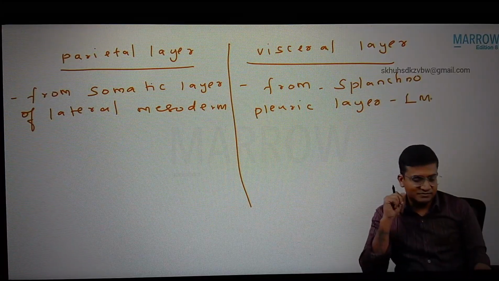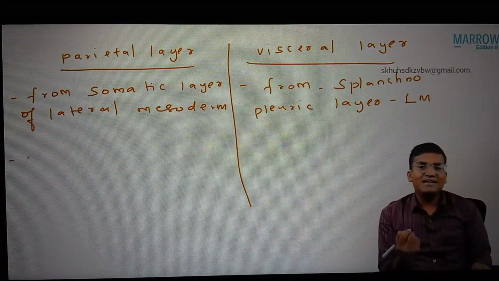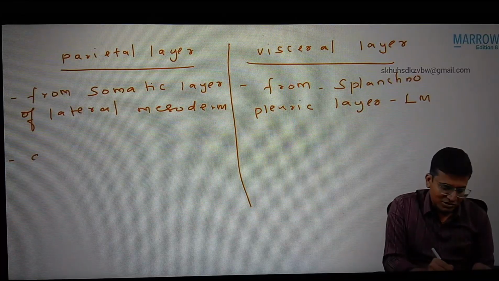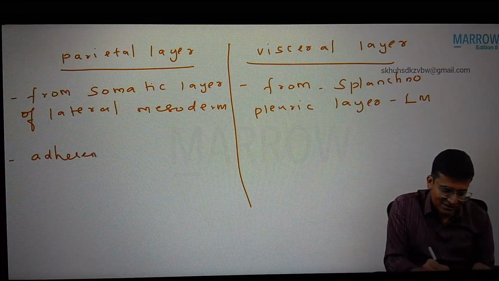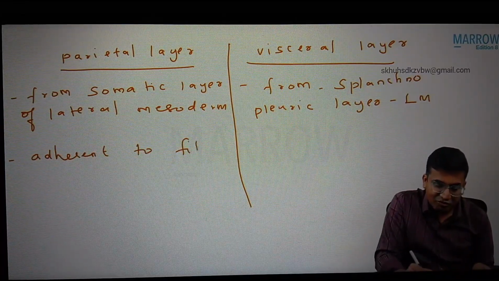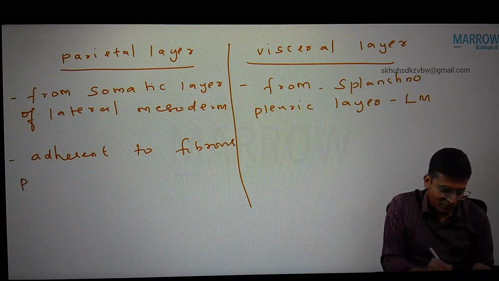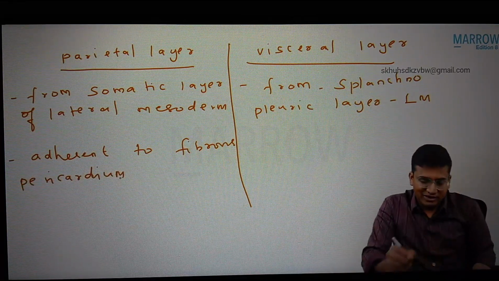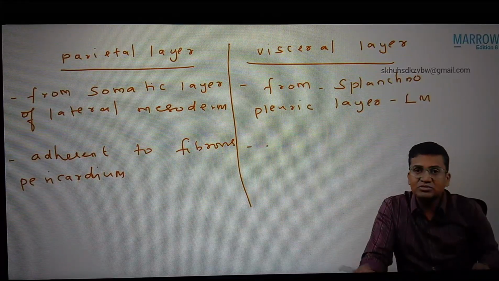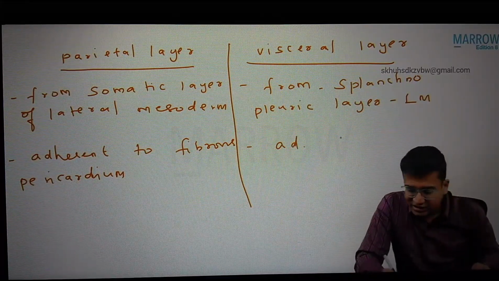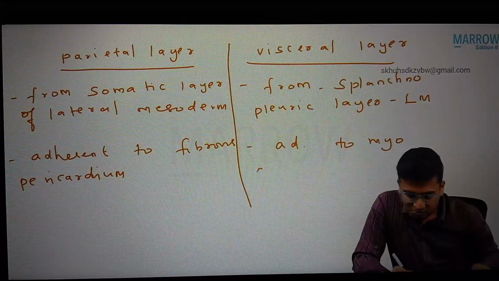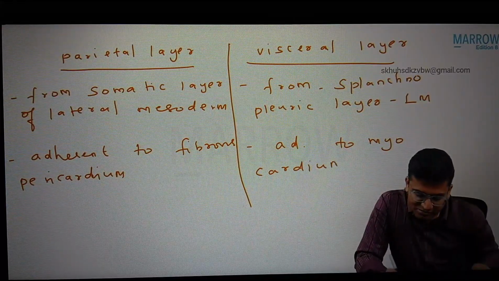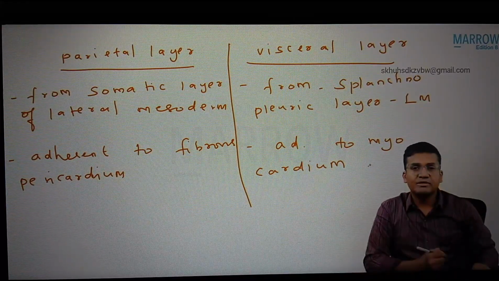Next point. The parietal layer is adherent to the fibrous pericardium, whereas the visceral layer is adherent to the myocardium of the heart.